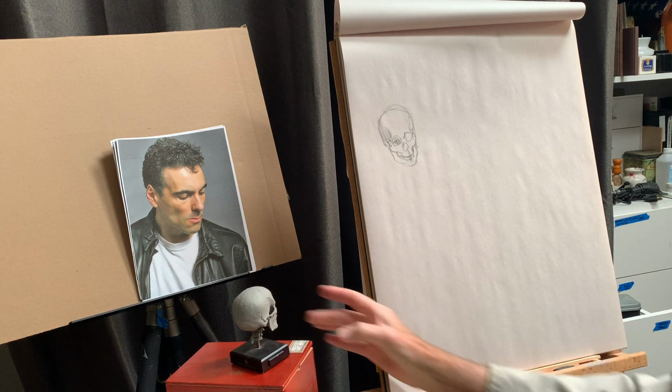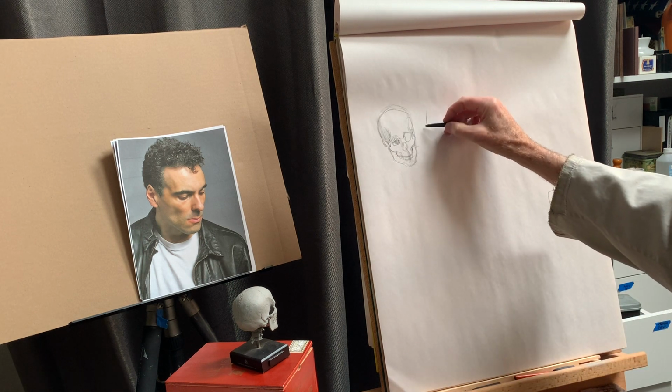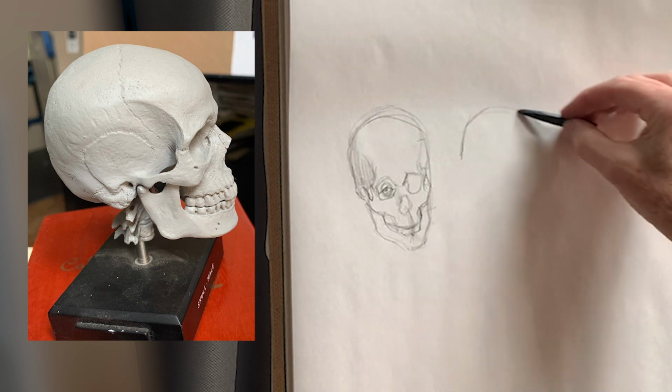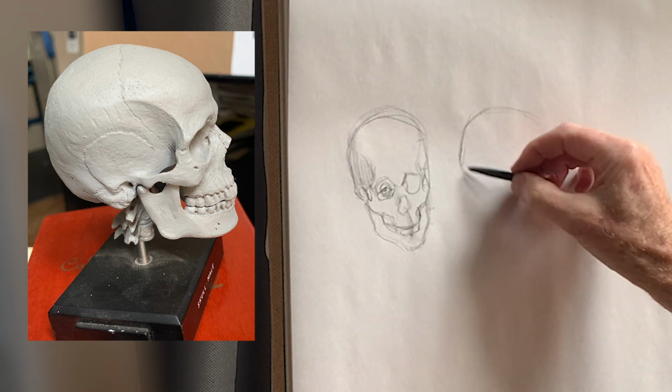So we're going to turn our model sideways, and I'm looking at my model in profile. So when I see my model from the side, again, in this instance, we're going to draw a little bit of the brain case here. I love that word.